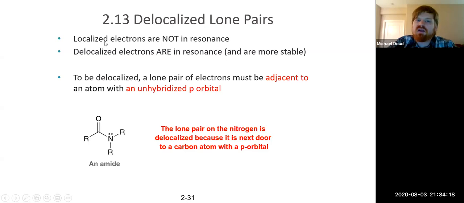Lone pairs that are involved in resonance are delocalized, and they're more stable because they're smeared out over more places. So for a lone pair to be delocalized, it has to be adjacent to an atom that has an unhybridized p orbital. In most cases, that's going to be a pi bond, or it could also be an empty p orbital, like what we see with the carbanion or carbocation.